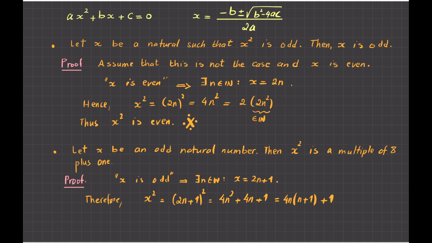So for example, I can say that this part is a multiple of 2, so I can write it as 2 times m, where m belongs to the set of natural numbers. And then if I combine these two, 4 times 2m becomes 8m plus 1, and I am done. Why? Because x squared is a multiple of 8 plus 1, and that is exactly what I wanted to show. Okay?